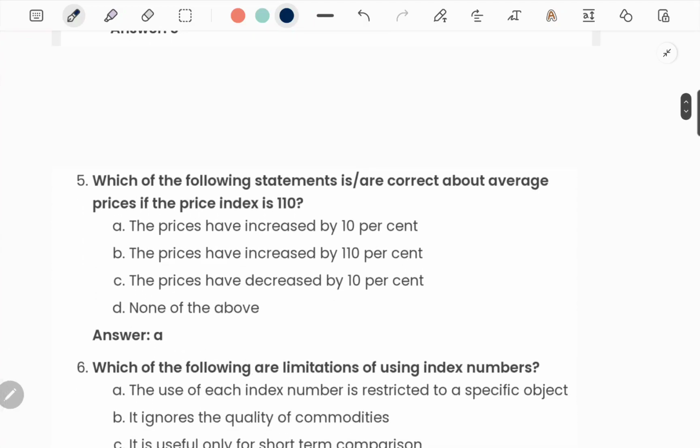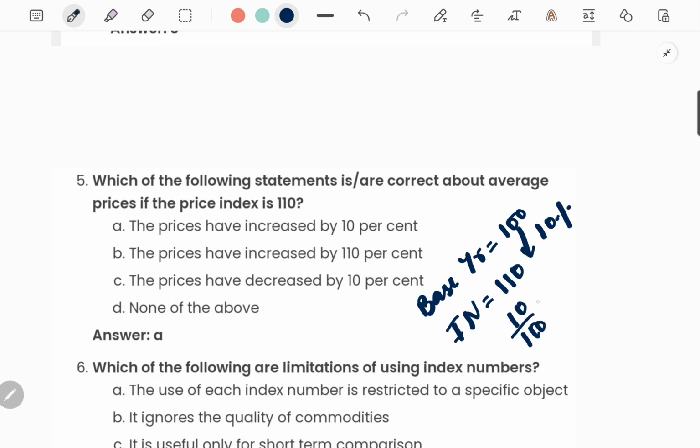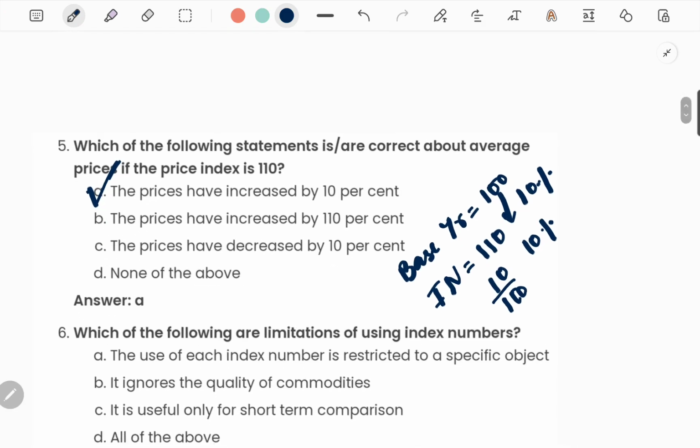Next is, which of the following statements is correct about the average price if the price index is 110? So the price index is 110. We always say that the base year is always 100, right? And your index number is 110. So there is an increase of 10. If we subtract, we get 10 upon 100, which is a 10% value. So the prices have increased by 10%.